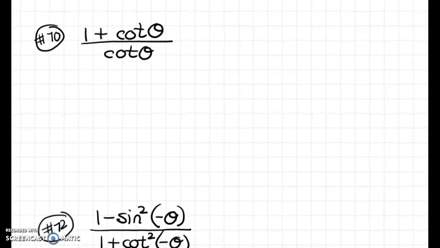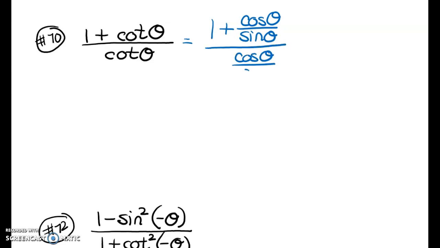So here's number 70. Okay, so let's go ahead and for number 70, let's follow the instructions and write everything in terms of sine and cosine. Cosine, sine, cosine over sine. Well, what do you think we could do here?